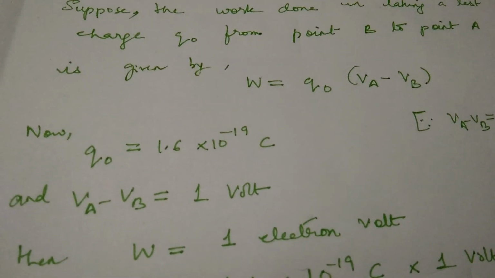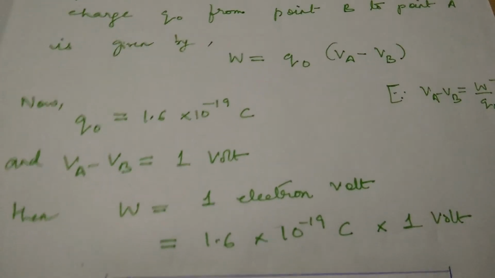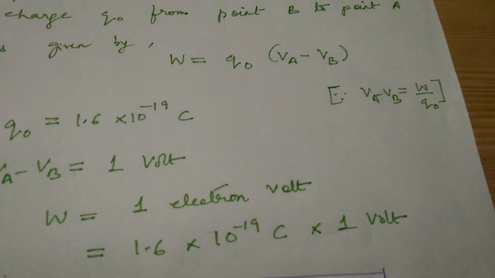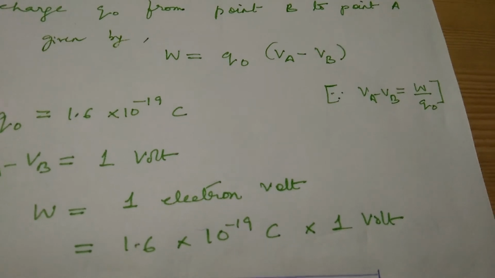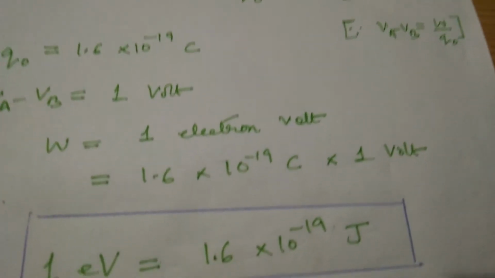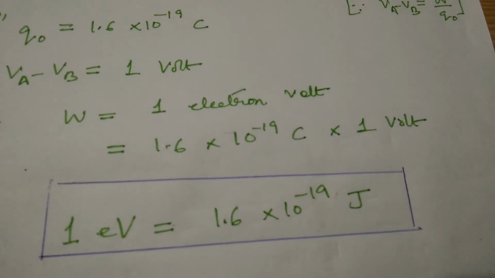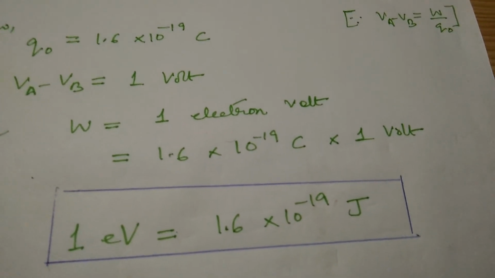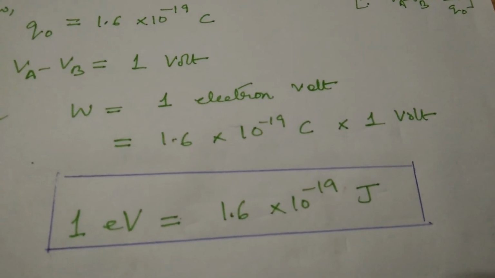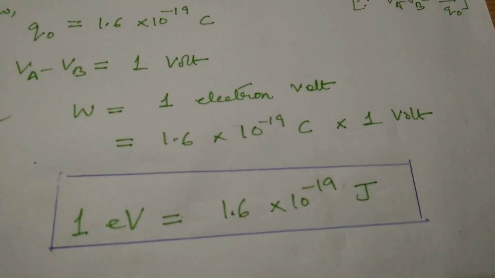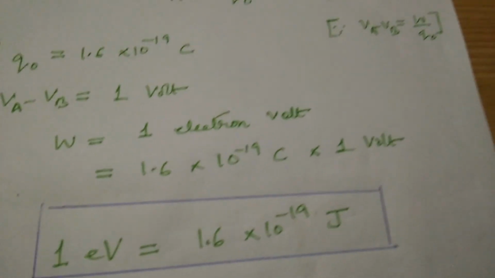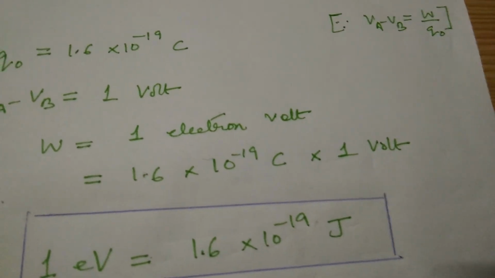But we know that the unit of work is joules. So what is this 1 electron volt? 1 electron, 1.6 into 10 to the power minus 19 into 1 volt. So what do you get finally? 1 electron volt is equal to 1.6 into 10 to the power minus 19 joules. So the question may also be asked as, what is the relation between electron volt and joules? In this case also, this is your answer.